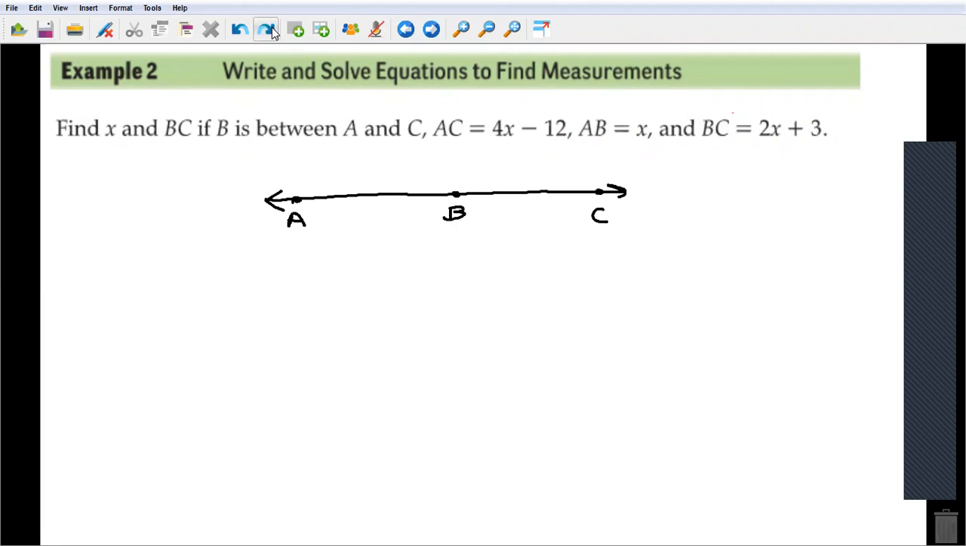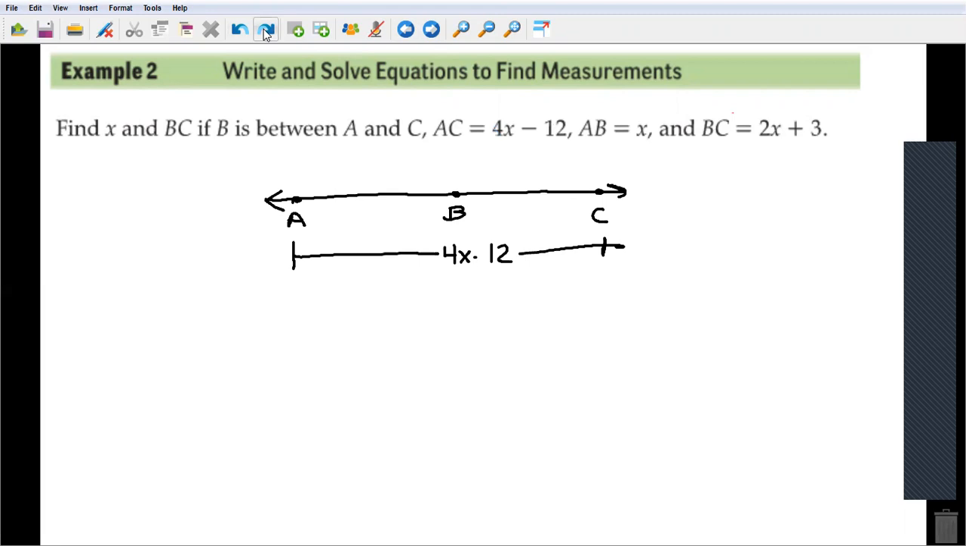here. So here's my segment. It says B is between A and C. So I got that here. And then we can say that the whole segment, which is AC, is 4x minus 12. So this whole segment, AC, is 4x minus 12. So from A to C, that distance there is 4x minus 12.